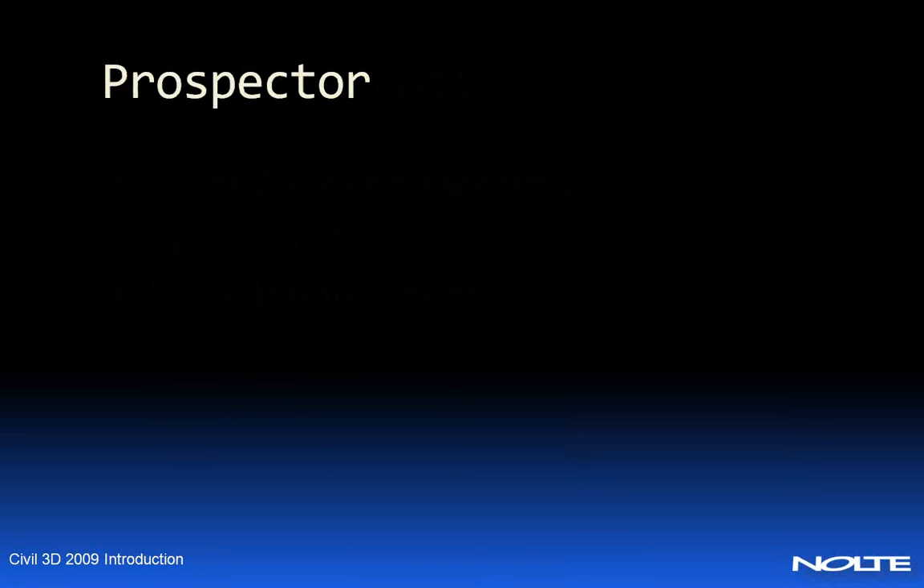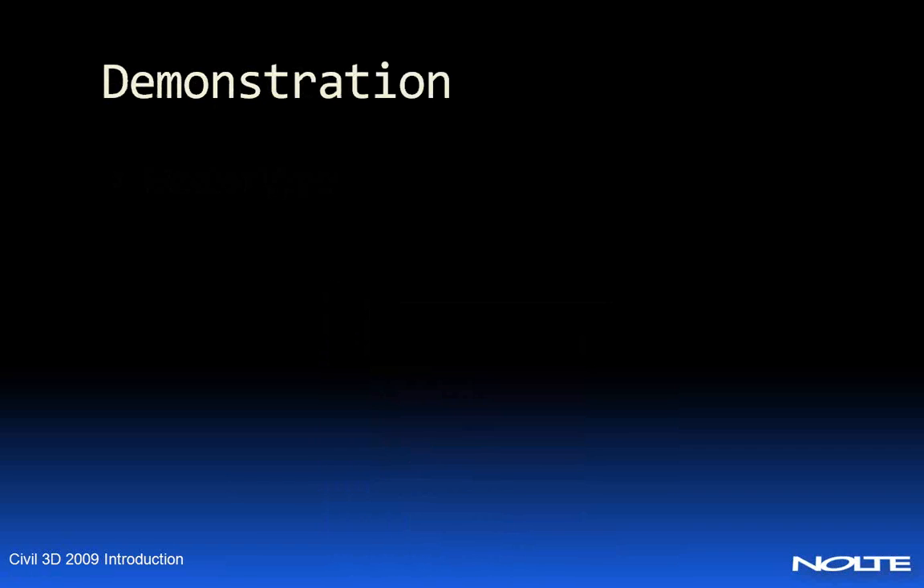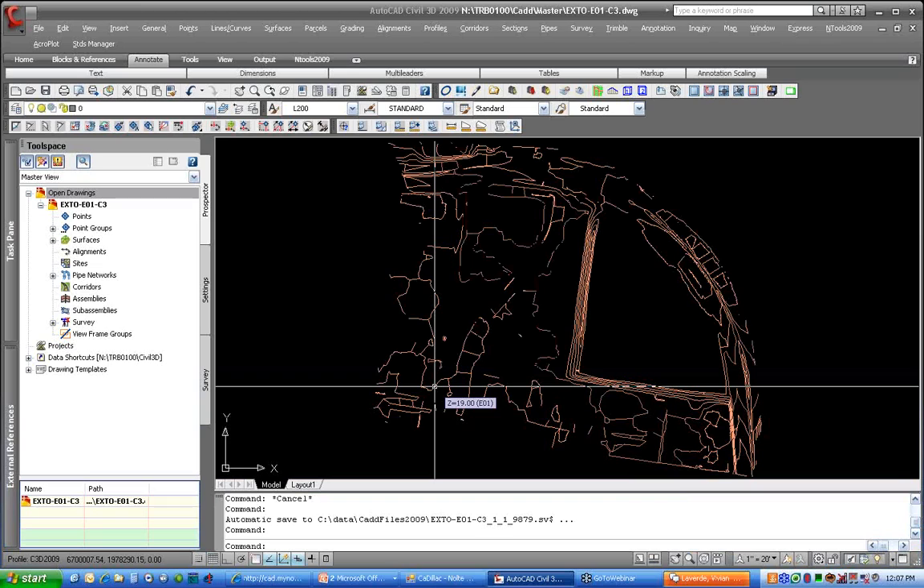To create a data reference, it's done through Prospector, and Prospector needs to be set on the master view. When you're in master view, you will have this data shortcuts item listed, and it should show you the correct data shortcut folder, and then based on the different components, you will see your data shortcuts. Everything in here is done by right mouse clicking, just like everything else in Prospector that we've seen in the previous sessions. All right, enough yapping. Let's get into Civil 3D, and we'll show you how to make some data shortcuts.